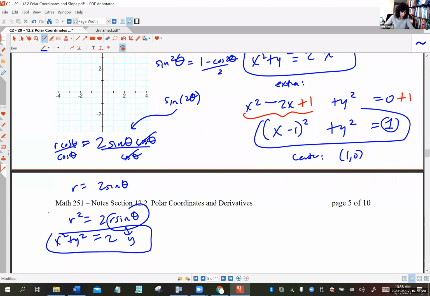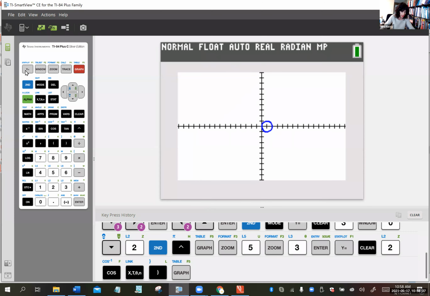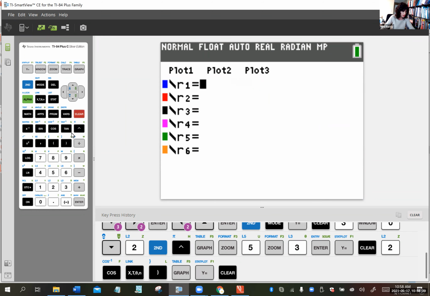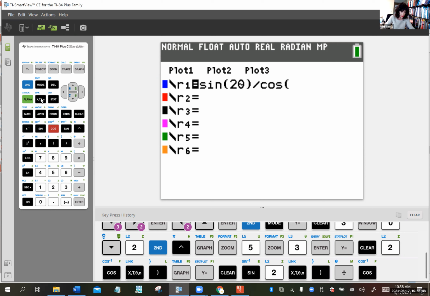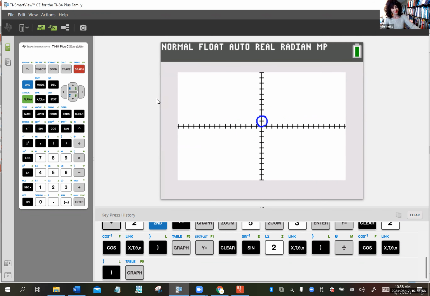Now, if you were going to use your graphing calculator here, as long as you solve it for r, your graphing calculator can be used to graph it, because your graphing calculator requires r to be written as a function of theta. So we can do this without converting to rectangular. Here, I would just do sine 2 theta divided by cos theta, and then hit graph, and it's a circle that's not centered at the origin. Any questions so far?